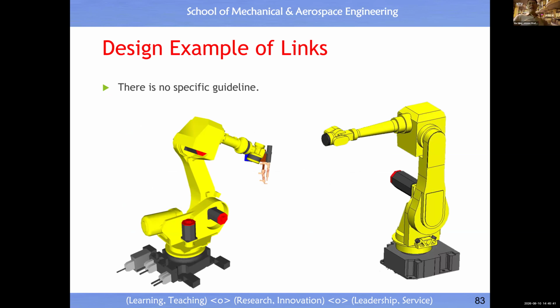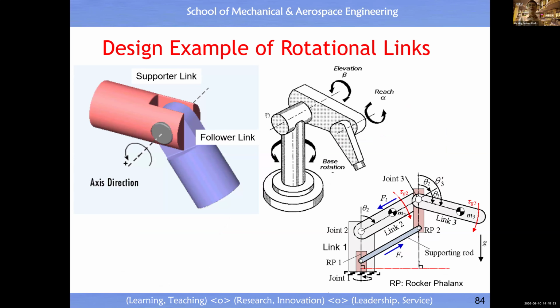Okay, so then how to design a link? There's no specific guideline; it depends on your application or requirement. The link can be any kind of shape, up to you. No specific guideline. And here are some examples of the link. And two adjacent links will be connected by the joint, right?